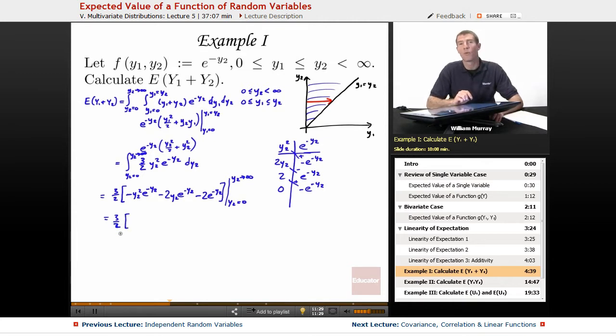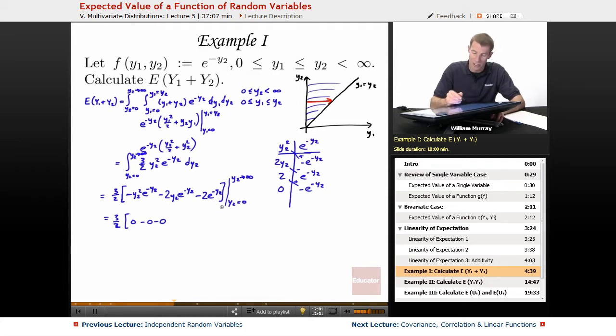When we plug in y2 going to infinity, all of these terms are going to disappear. There's a little bit of L'Hopital's rule in there that I'm not really showing you the details of, but basically the e to the negative y2 term dominates, and it takes everything to 0, even though it's being multiplied by infinity. So if you wanted to check the details of that, just go through L'Hopital's rule and check that out. But all the terms at infinity are going to go to 0. So 0 minus 0 minus 0.